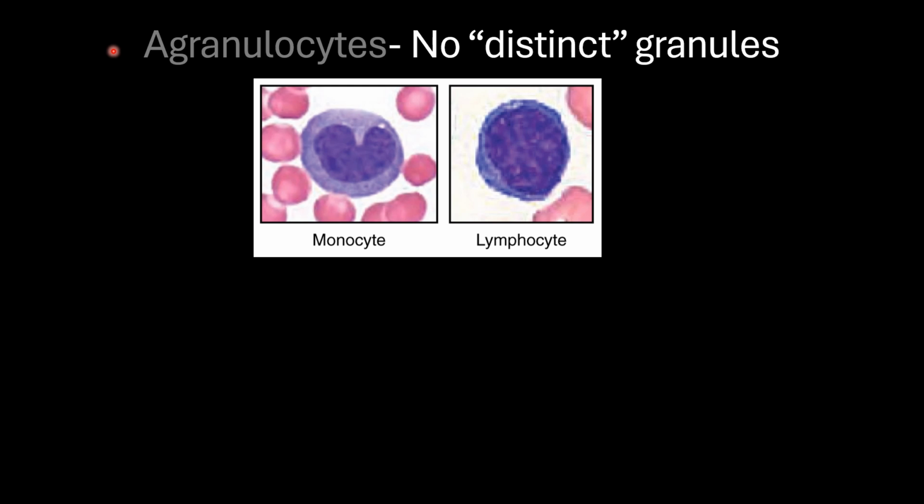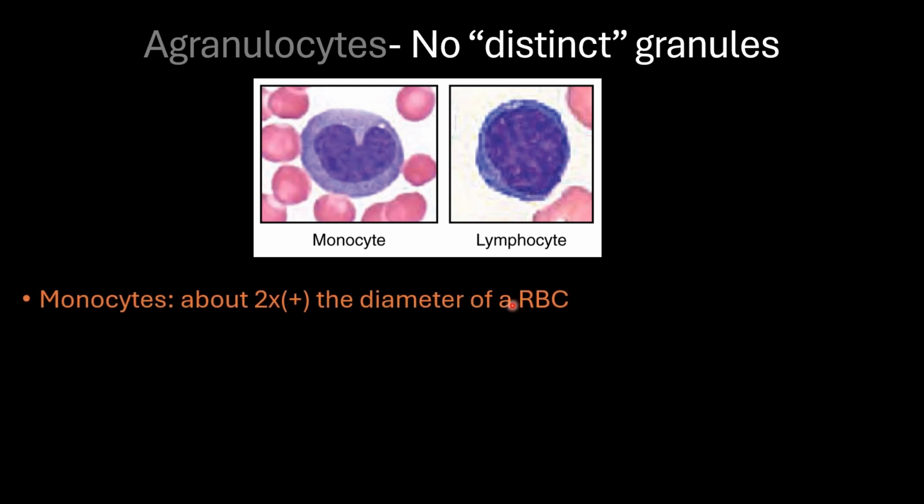The name agranulocyte is a bit of a misnomer. A, meaning without or none, is not entirely true. They still have granules in them, but they're a bit smaller and don't stain well, so we can't always see them. However, it is a convenient way to categorize these 2 cells.